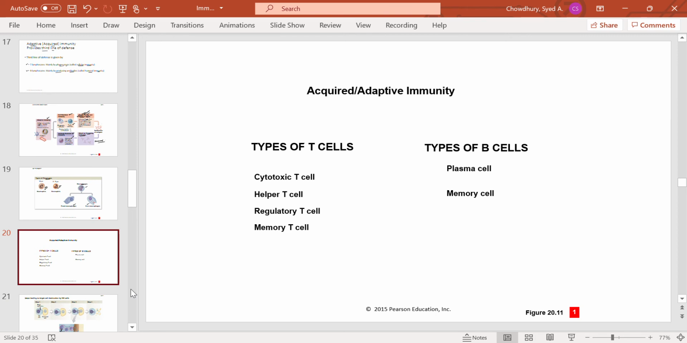Now, different types of T cells and B cells. T cells could be four different types: cytotoxic T cell, helper T cell, regulatory T cell, and memory T cell. Okay, and B cells could be plasma cells and memory cells. Now cytotoxic T cells, its name, you see, cyto means cell, toxic means harmful, right? So this type of T cell would attack the cells and destroy them.